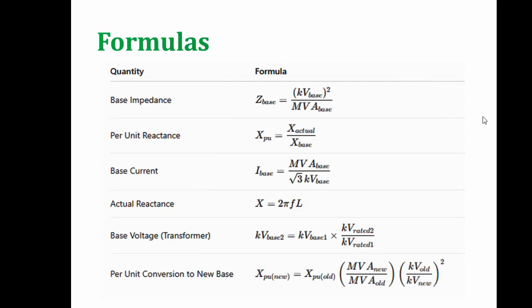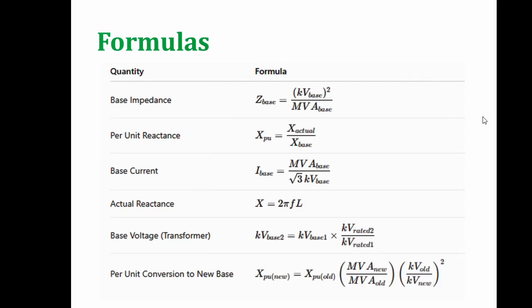Similarly, for per unit reactance, X per unit is equal to actual reactance by base reactance. So, this per unit value we can define for voltage, current and power. If it is for voltage, that is actual voltage by base voltage. If it is for current, that is actual current by base current. Similarly, for power, that is actual power by base power.